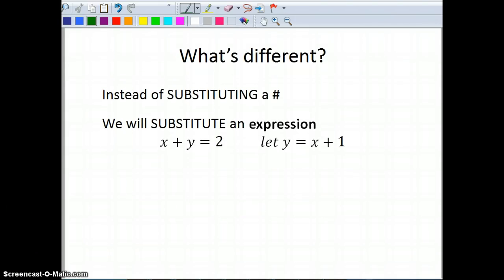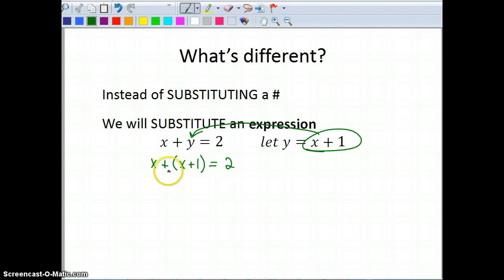Well, what's different about what we're doing today? Instead of substituting a single number, we're going to substitute an expression. So if I have x plus y is equal to 2, now I say let y equal x plus 1. So everywhere I have y, I'm going to plug in x plus 1. So now I have x plus, and I'm going to insert it in parentheses. That's just a good habit to get into. x plus (x plus 1), close parentheses, is equal to 2.